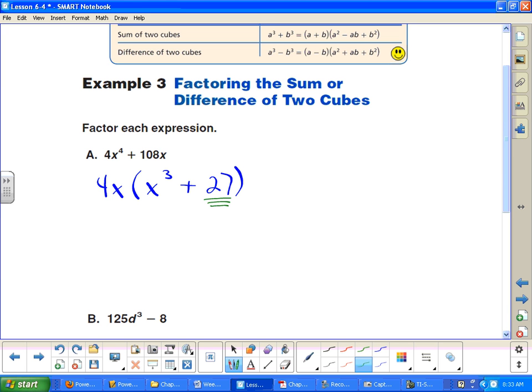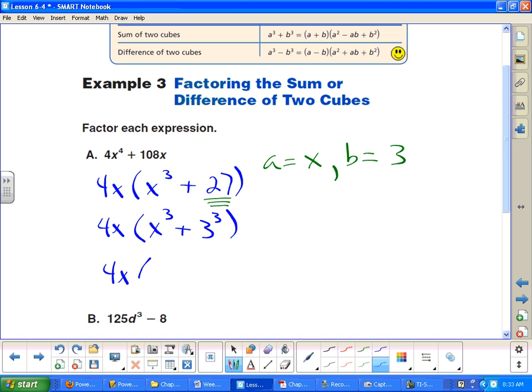So I have the sum of two cubes here, where a would be equal to x, and b would be equal to what? What's cubed to make 27? 3. So what we're saying is that this is 4x times x to the third power plus 3 to the third power, right? So I have two different things that are being cubed, and I'm adding. So I have x that's being cubed and 3 that's being cubed.